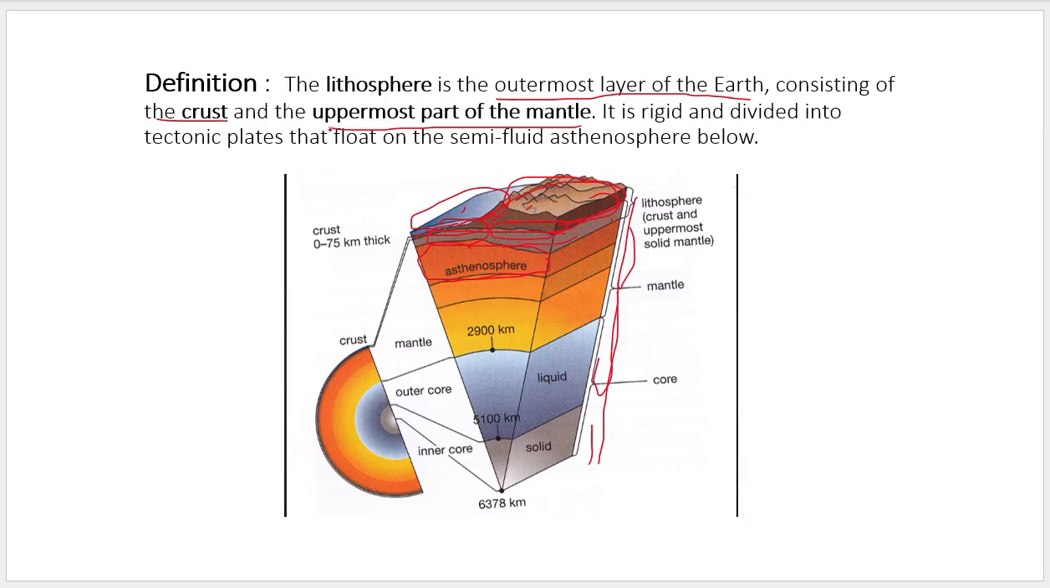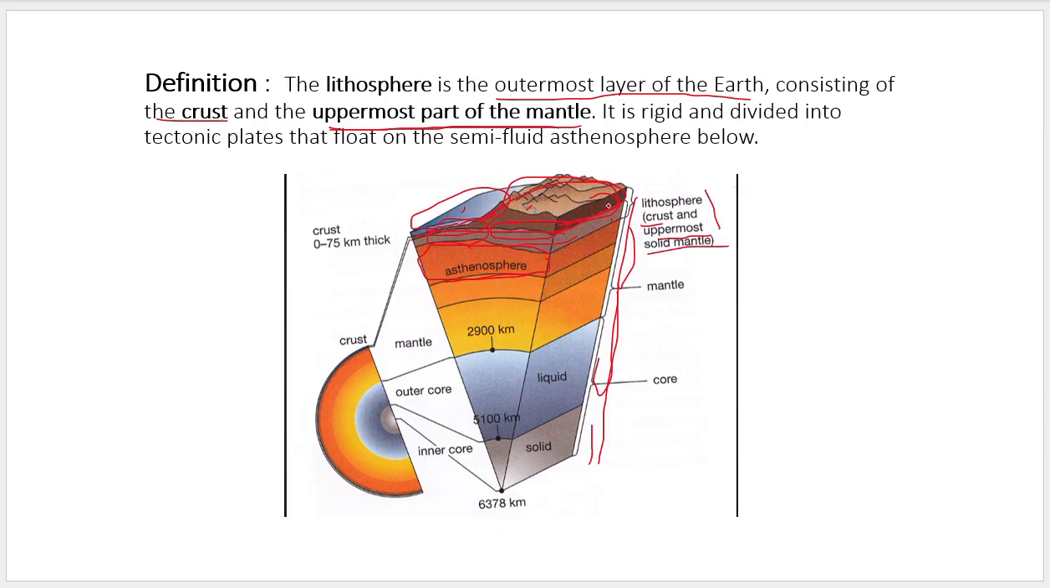Then comes the uppermost part of the mantle. After the earth crust, the second layer is the mantle. The mantle is also divided into two, upper mantle and lower mantle. The uppermost portion of the mantle also comes under lithosphere. Lithosphere is the combination of crust and the uppermost portion, which is solid material.